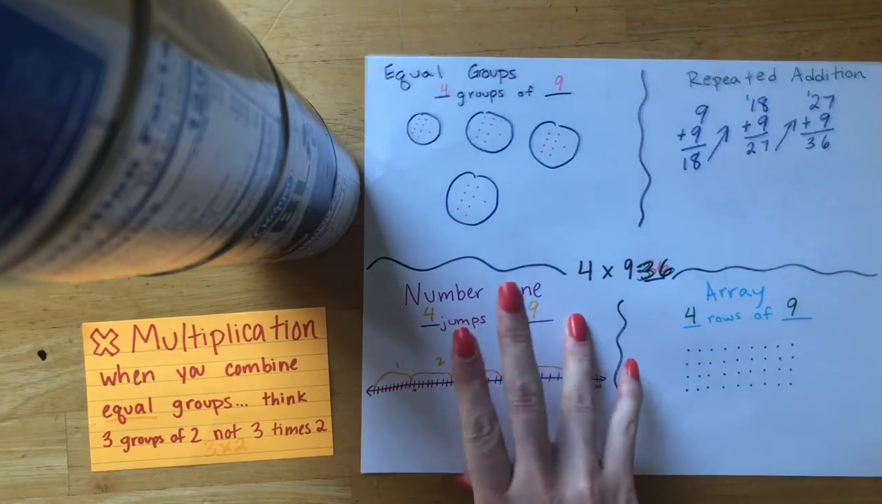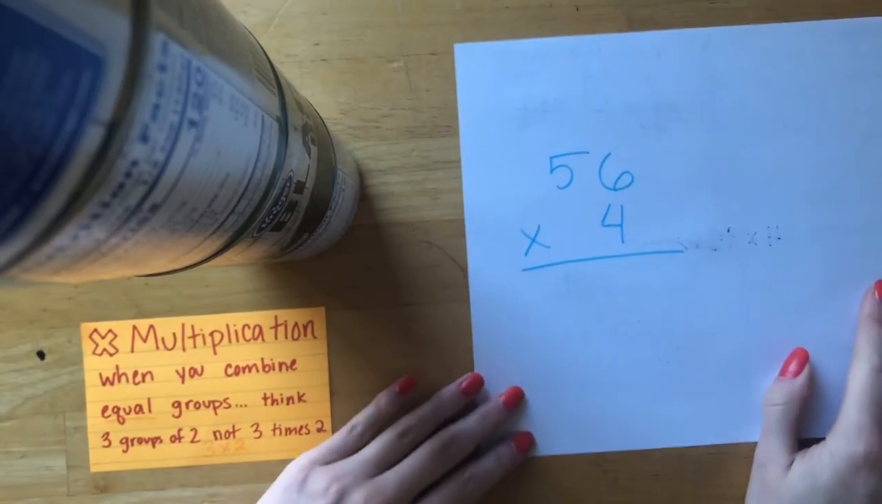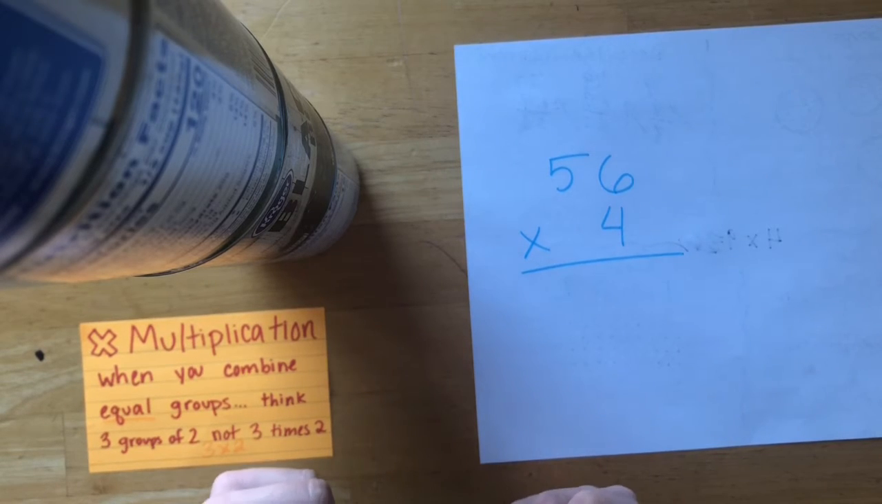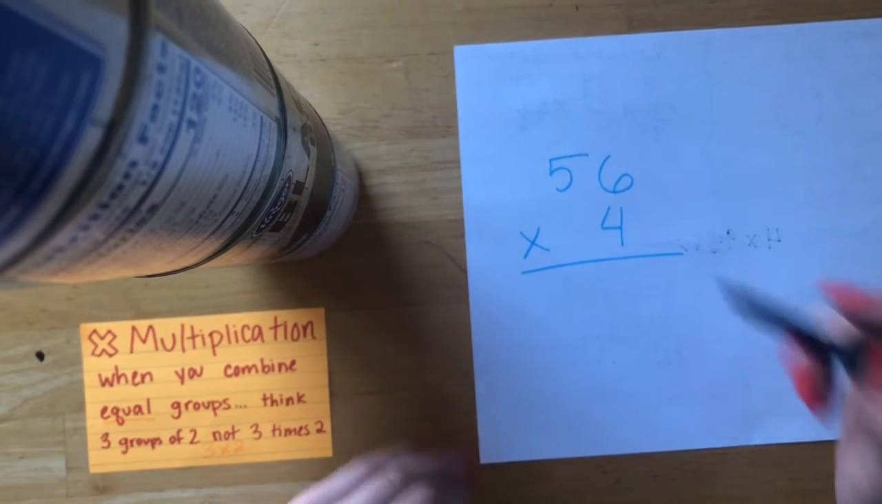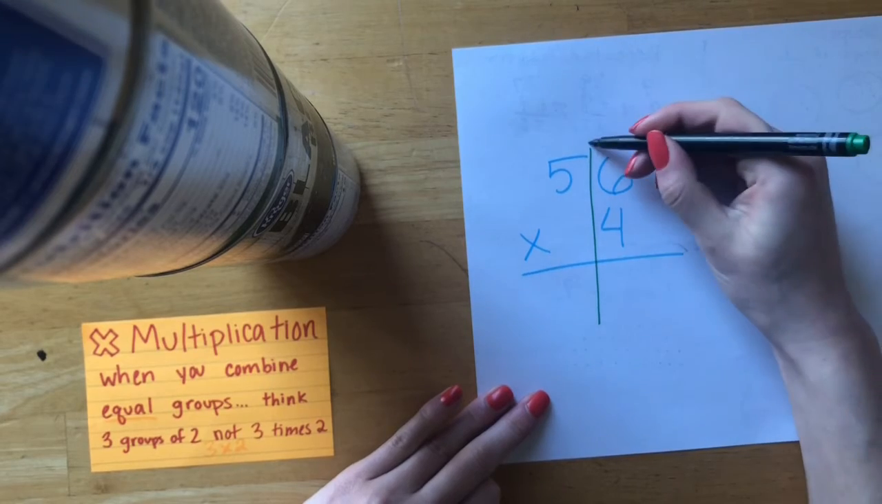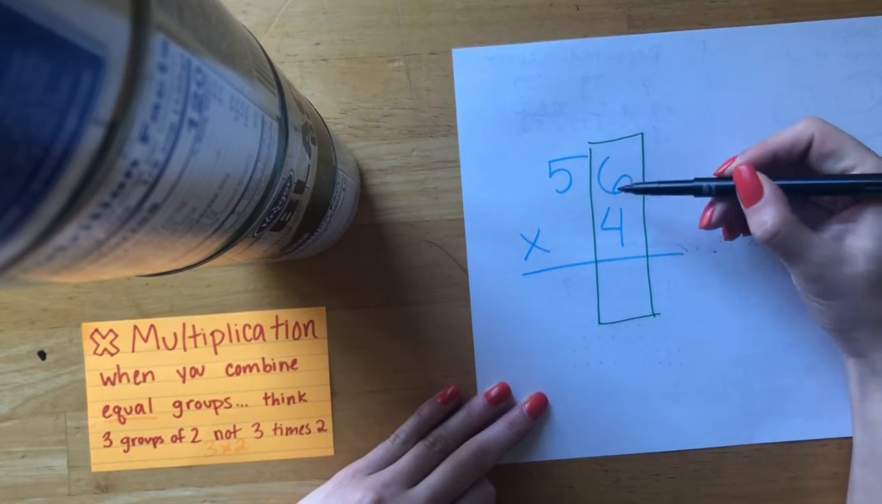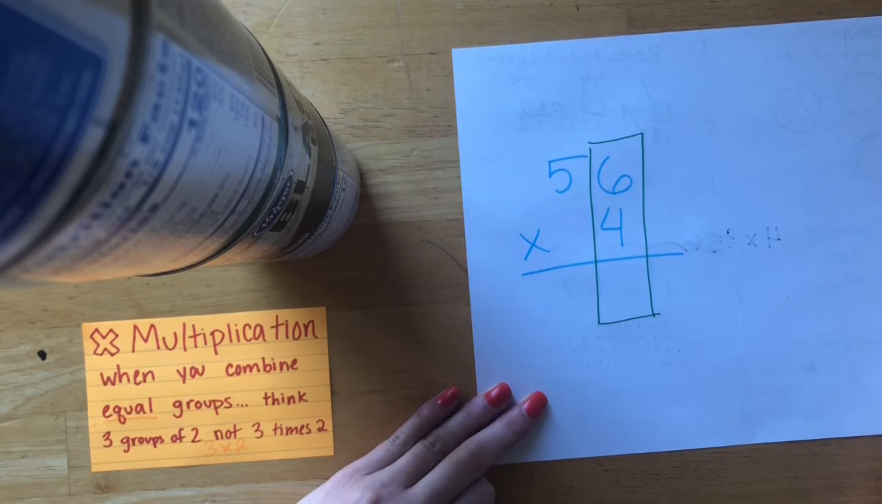Now we're going to take one of these strategies and we're going to try it with a harder multiplication problem. 56 times 4. So we can break this kind of problem down and make it easier to do. Start with the ones place. If we break it up, we just do 6 times 4, or 6 groups of 4.